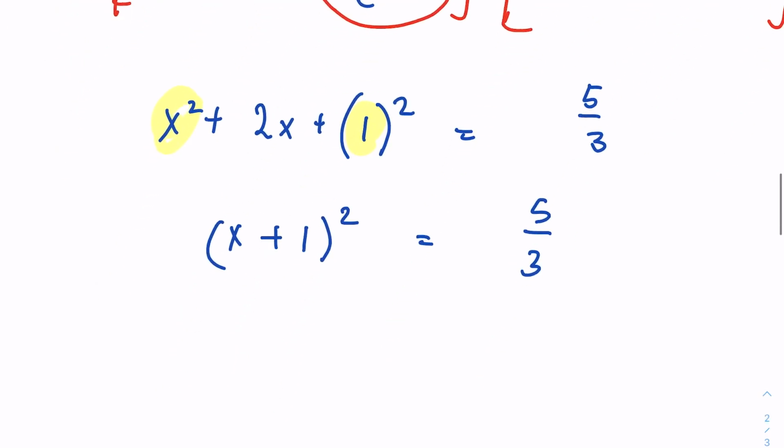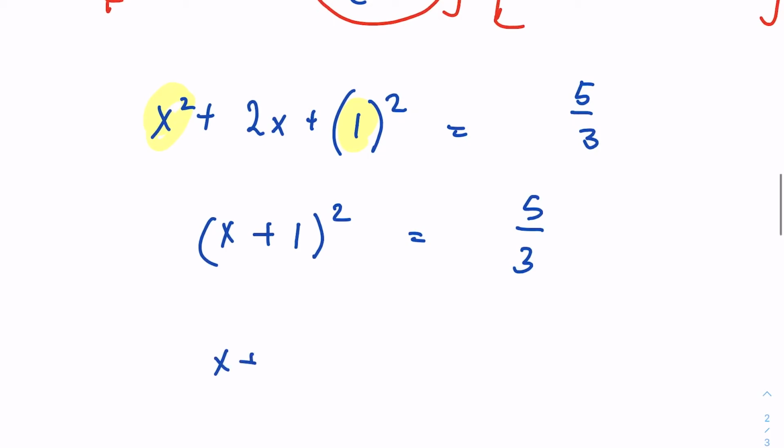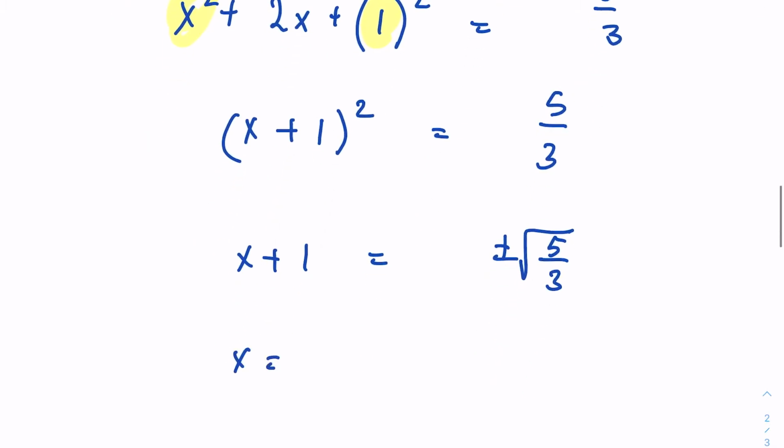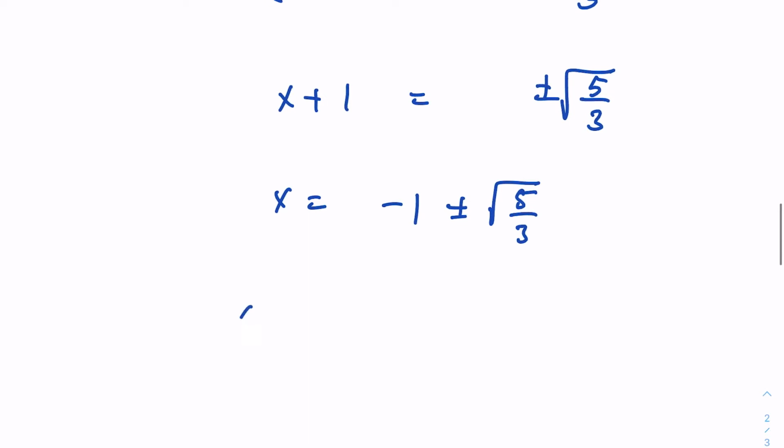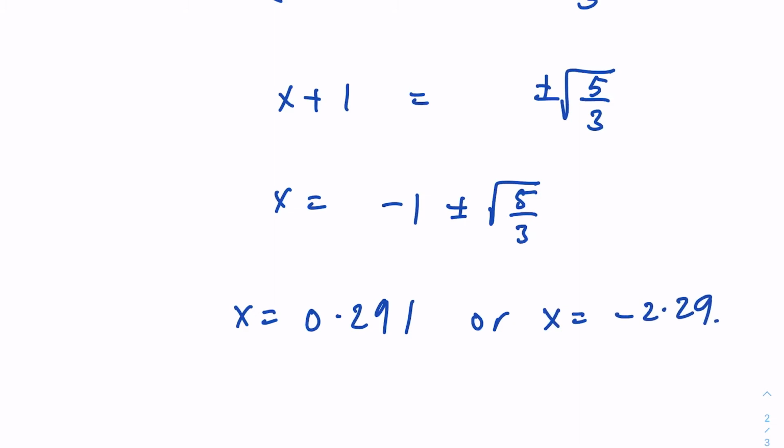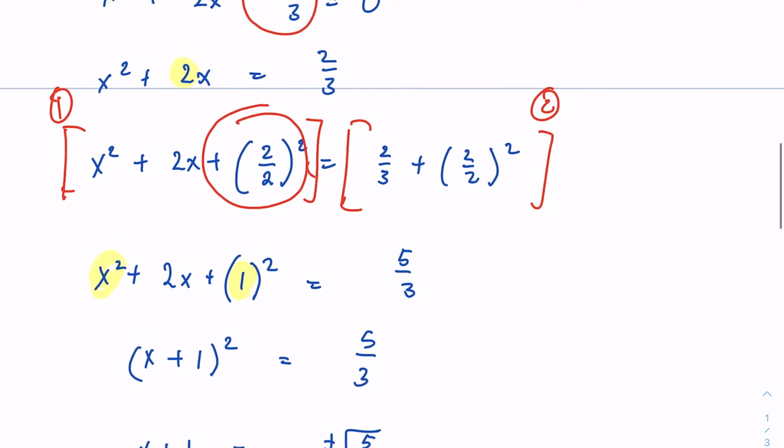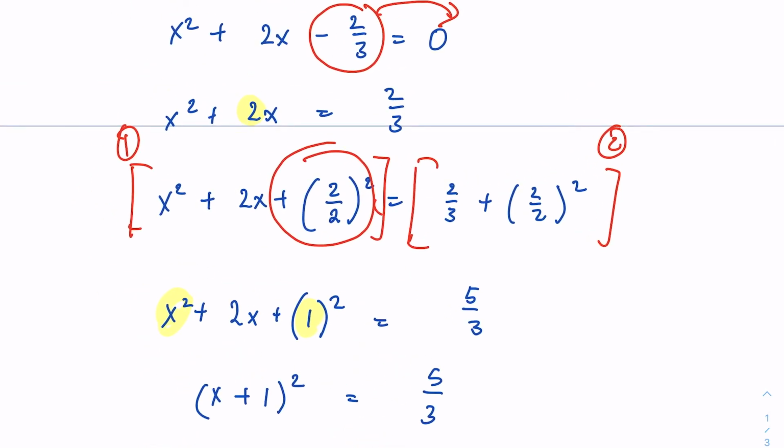And therefore, when you want to remove your square, you have to square root the other side, which is plus minus the square root of 5 over 3. And to get your x value, plus minus the square root of 5 over 3, and then you will get x equals to 0.291 or x equals to negative 2.29. So it is actually repetitive because it follows a certain value or certain formula.